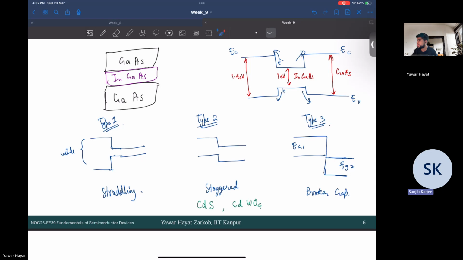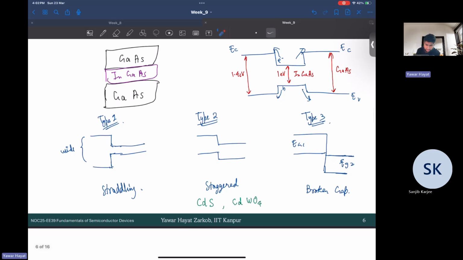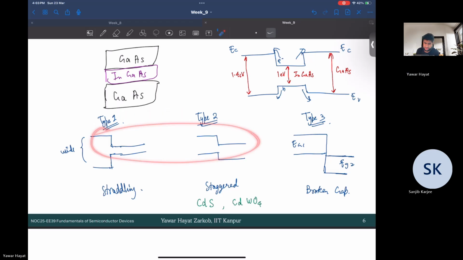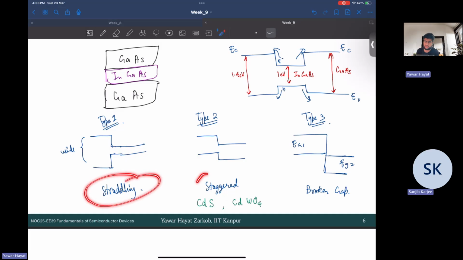See how type 1 is different from type 2: in both, the conduction band is below the conduction band of the other, right? Agreed? But the relative arrangement of the valence band is different. Here the valence band is below this level, and here the valence band is above this level. So this you call straddling, this you call staggered.